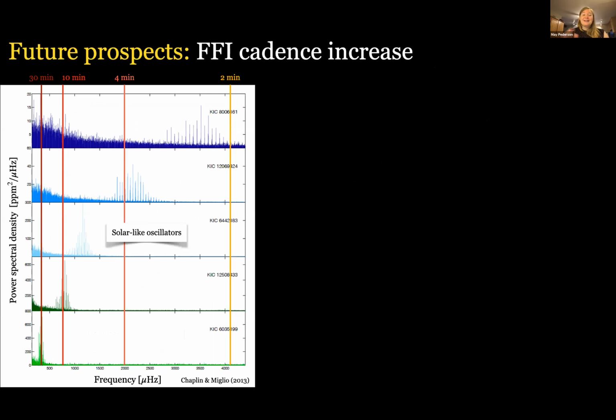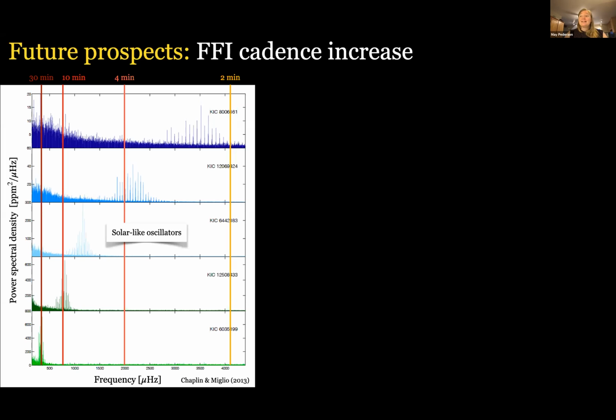So looking forward, TESS has lots of promising stuff coming with the new section of observations coming up. What I was very excited to hear is also how the cadence of the full frame images is going to be reduced in the future.